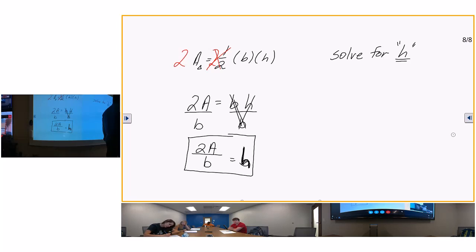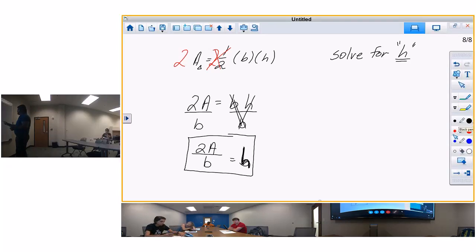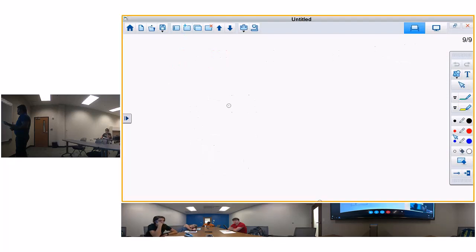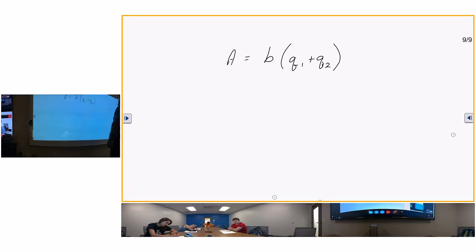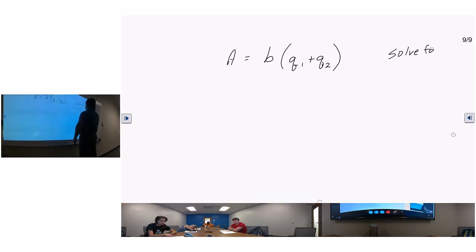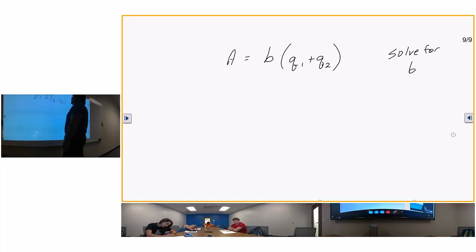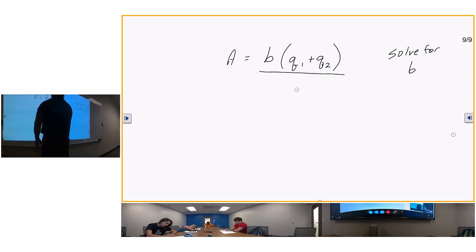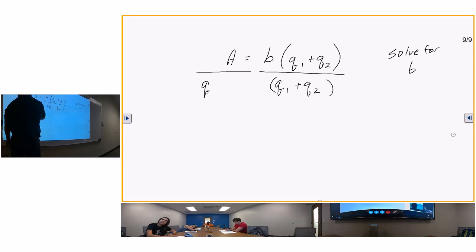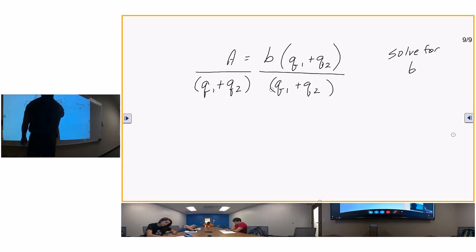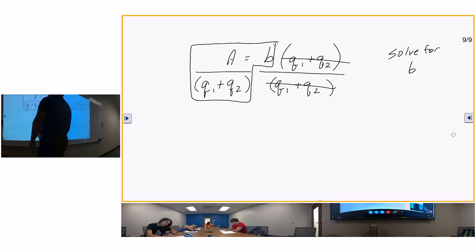Now they can get a little bit more difficult, but I don't get into the real difficult ones. For instance, one like this one, I'll show you one that I remember off of a standardized test. Now the variables may not be the same, but A is equal to B times Q sub 1 plus Q sub 2, and they want you to solve for B. Well, if I want to get rid of multiplying by a block, I'm going to divide by that block, Q sub 1 plus Q sub 2. And if I do it on one side, I got to do it on the other. So B is equal to A over Q sub 1 plus Q sub 2.